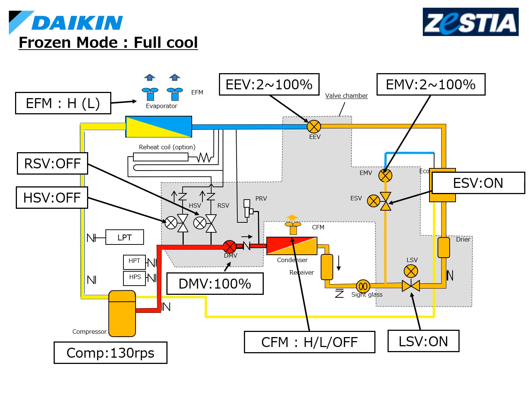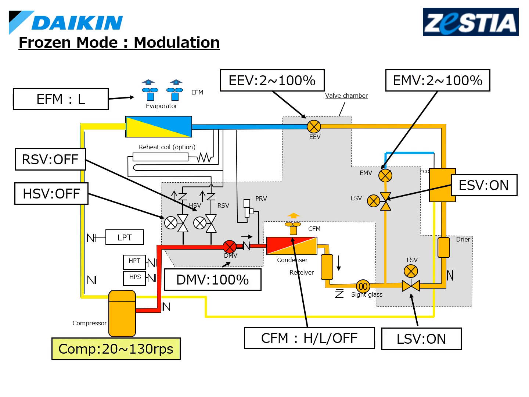This section describes the operation of the actuator in each operation mode. At full cool, the compressor operates at full power and the evaporator fan rotates at high speed. EEV and EMV are also controlled to the opening to output the full capacity. The DMV is always fully open, and the LSV and ESV are turned on. HSV and RSV are always off.